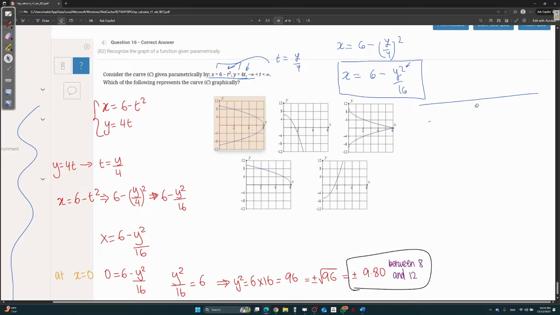Now let's say you don't. Let's say you've never come across y squared before. Choose a random point, like 0. 0 is going to be equal to 6 minus y squared over 16. And the solution to this is y squared is equal to 96. So y is going to be equal to plus or minus root 96, which is plus or minus 9.8. And if you can see here, at 0, you're at 9.8 here, and you're at 9.8 here. So that's why this is the correct graph. Alright?